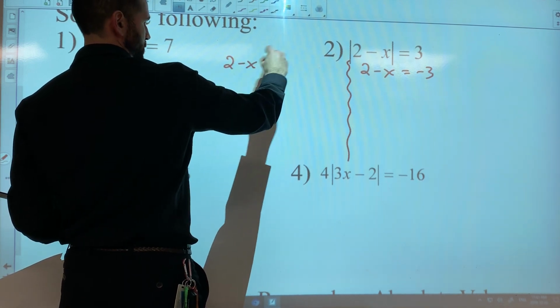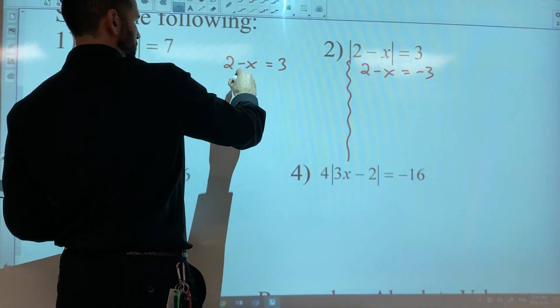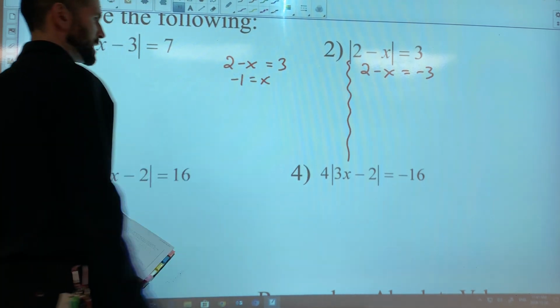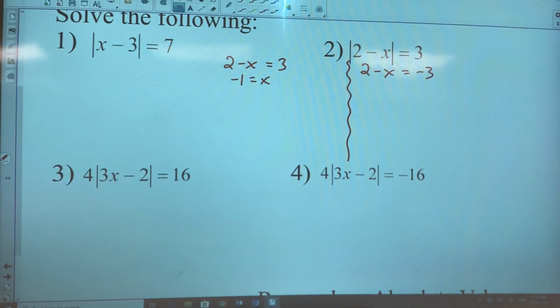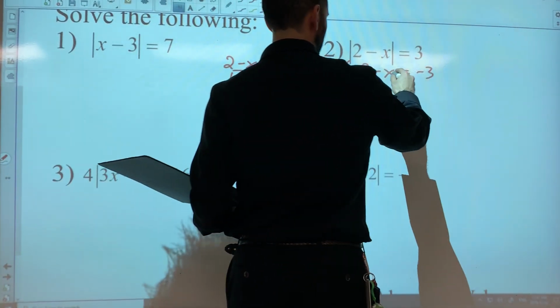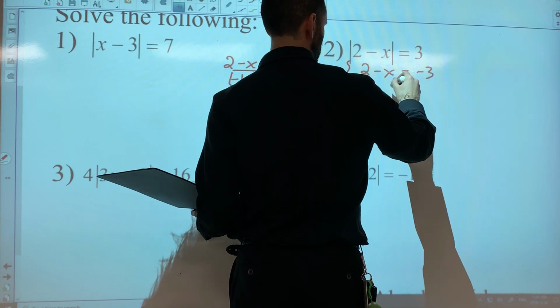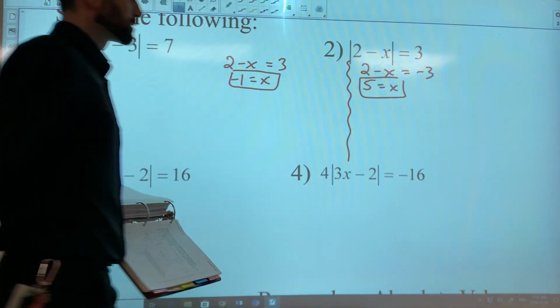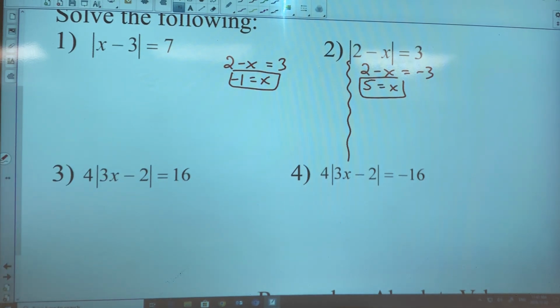So I'm just going to subtract x from both sides and subtract 3. So be very careful. I think I get negative 1 equals x. Do you guys agree? Okay. So that's one solution. And then over here, I'm going to subtract x from both sides and add 3. So I'm going to get 5 equal x. Just double check my work. Am I okay there?